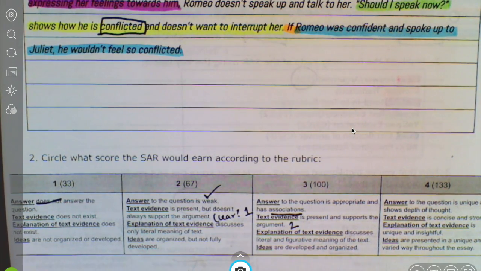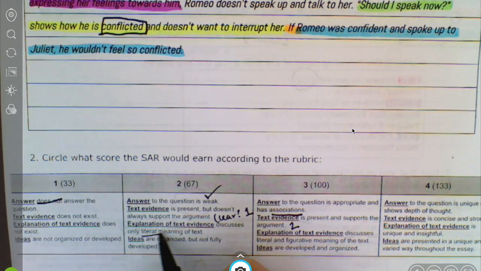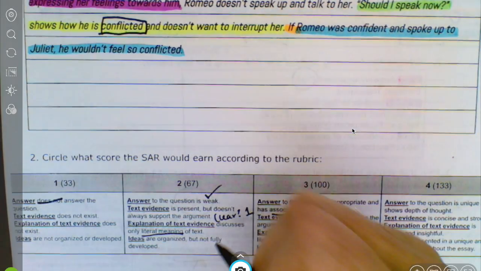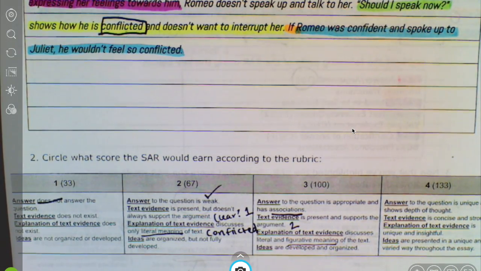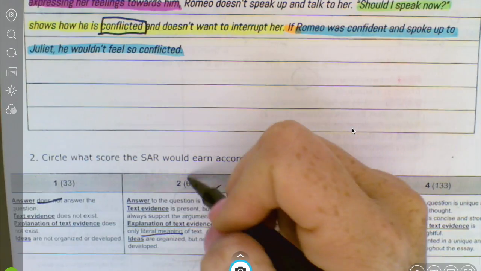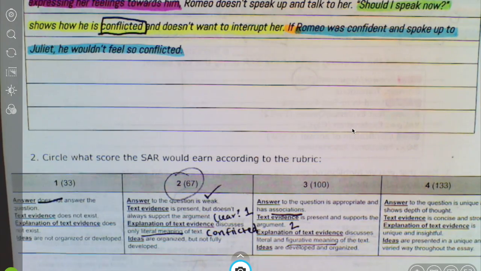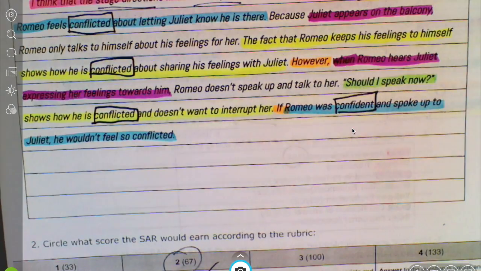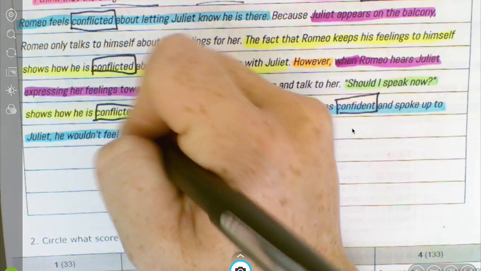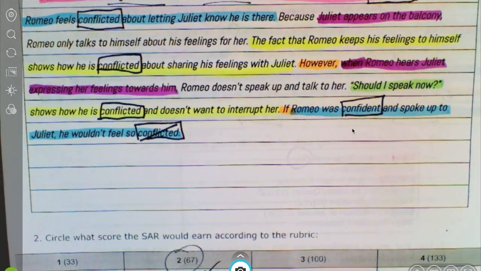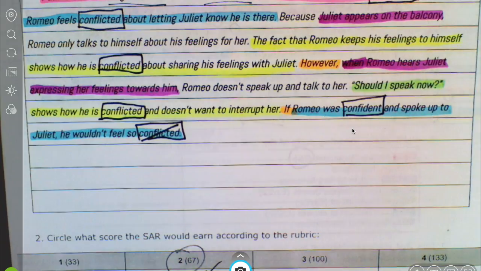Also, when I look into the explanation of the evidence, this says it just discusses the literal meaning, and here we're talking about the figurative meaning. Because I only use the word conflicted in this SAR, I am really only addressing the literal meaning. I'm not going beyond that. I just keep repeating the same thing. So it's not showing depth of understanding, which means that this would be a 2 on the rubric, all right? I do have a different association word here in my if sentence. I say if Romeo was confident and spoke up, he wouldn't feel so conflicted, but then again, I am using that word conflicted. So we don't want to get too repetitive with our SARs.